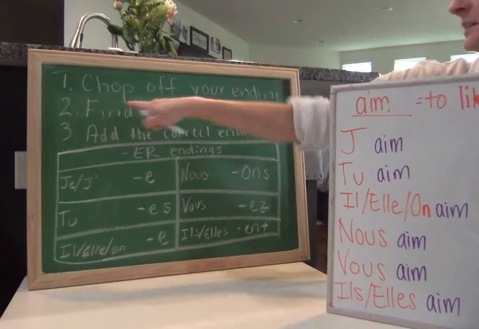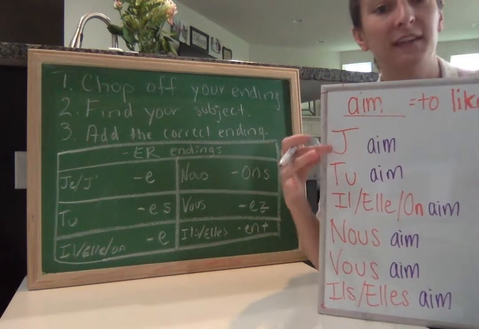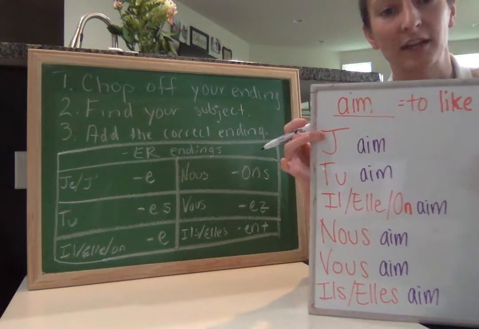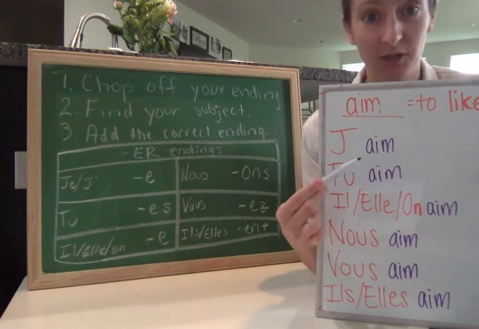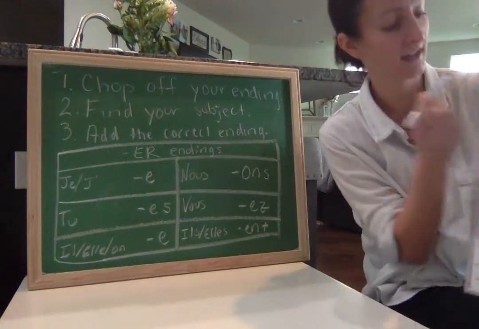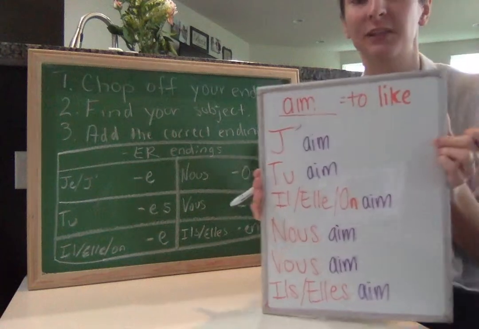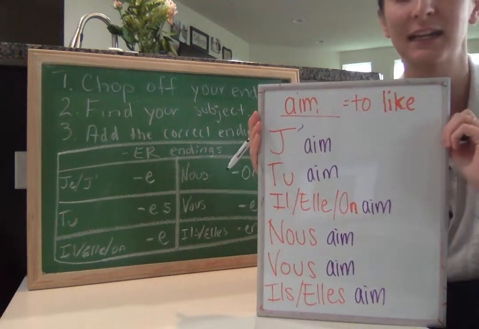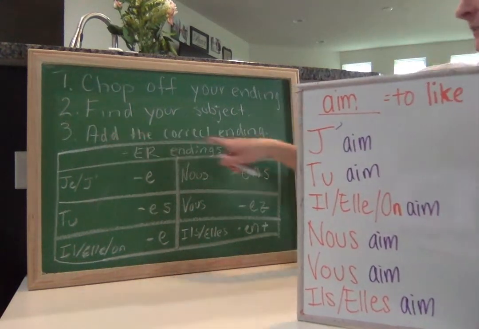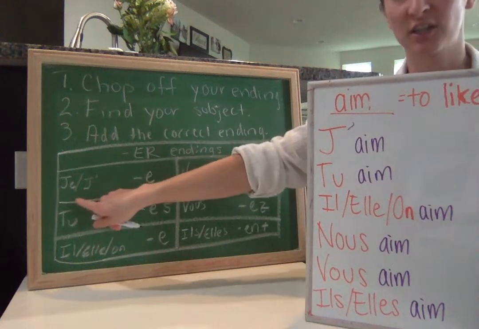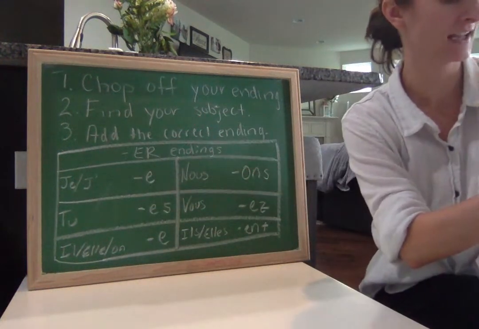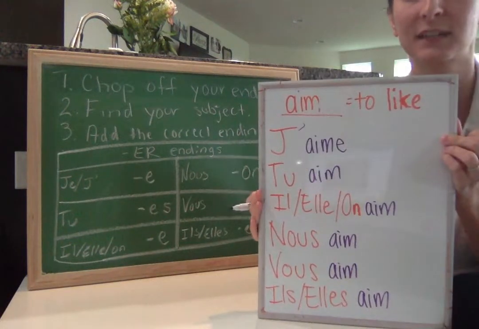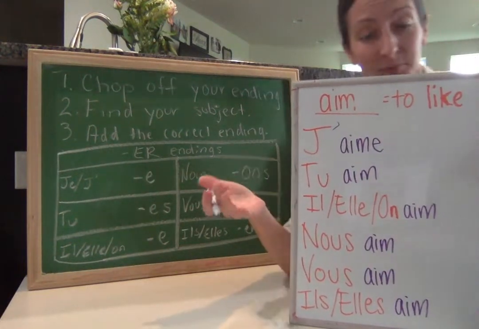And then I'm going to find my subject. And so we're going to start with je. Je is my subject, and typically it says JE. But when a verb starts with a vowel, you do a J apostrophe. And we're familiar with that with j'aime, right? J apostrophe, AIM. And then I add my correct ending. So for je, my ending is, I look at my chart, it's an E. And I add that to my stem. Boom. And it's j'aime. And you guys have been doing this.